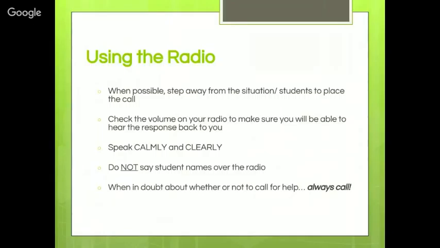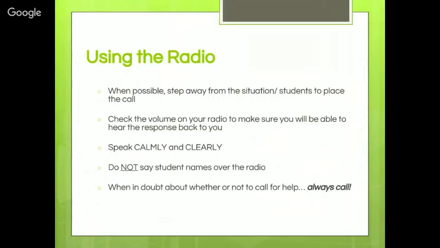Now, you don't have to be down the hall or around the corner or anything like that. Just a few steps will make a huge difference in being able to understand what you're saying over the radio. Now, you're going to want to check the volume on your radio to make sure you'll be able to hear the response back to you. If it's very soft, then you always have the ability to turn the volume up. You'll also want to speak calmly and clearly, like we said earlier, so that the RD on duty or control has an understanding of what you're saying.